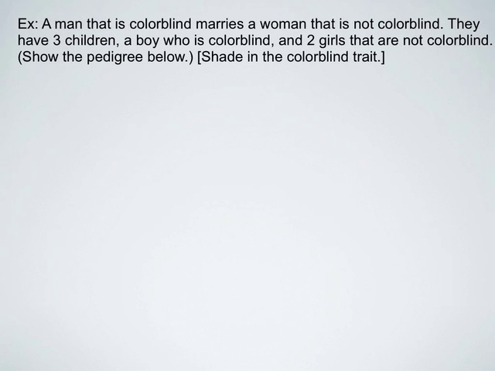All right, a man's colorblind. So we're talking about colorblindness. What symbol will he get? A shaded square. He marries a woman who is not colorblind. A normal circle, a plain circle.